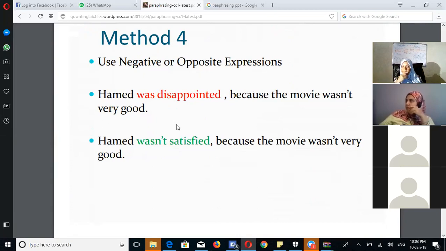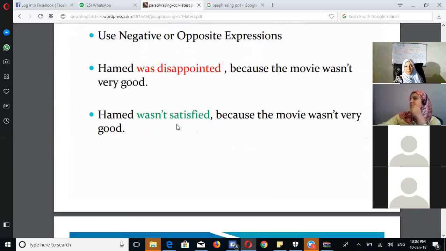Paraphrase it. Because the film wasn't very good ever. Good can be replaced with many other words. Was very bad. Was very bad. Very good. Yes. Same technique. Use opposite expressions. Yeah?